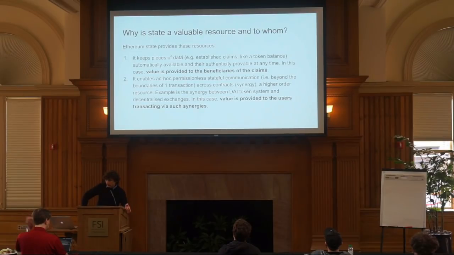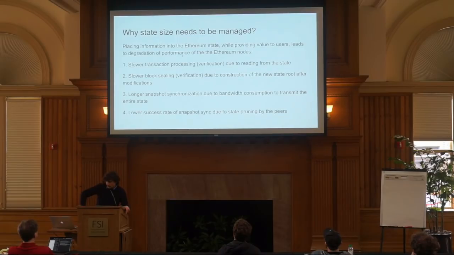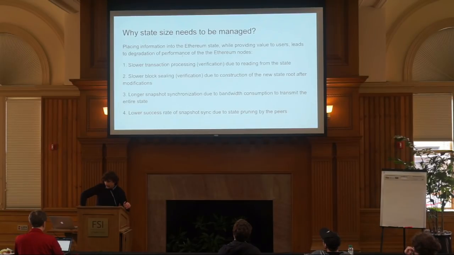When I was writing the first proposal, I probably thought more about number one, but I didn't think a lot about number two, because with number one the beneficiaries of this value could be the people who are holding the claims, but number two is not as clear. It would be the users who can, for example, trade DAI on a decentralized exchange, those who benefit from this synergy. So then, why is this? Again, this is my claim, which I need to run through everybody.